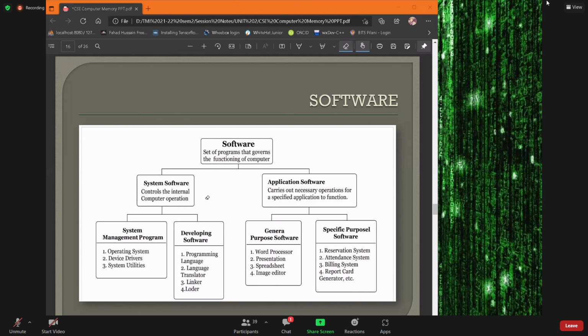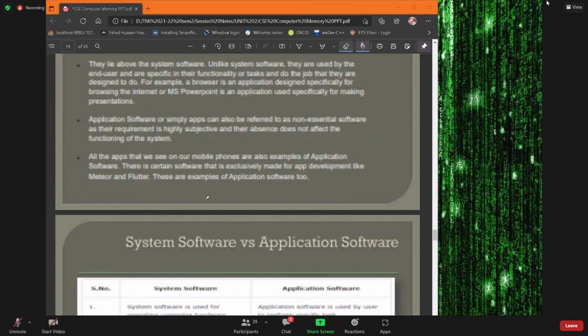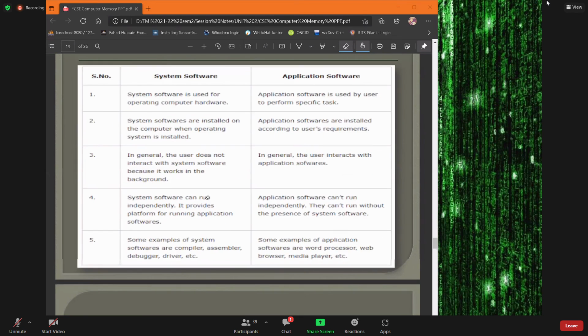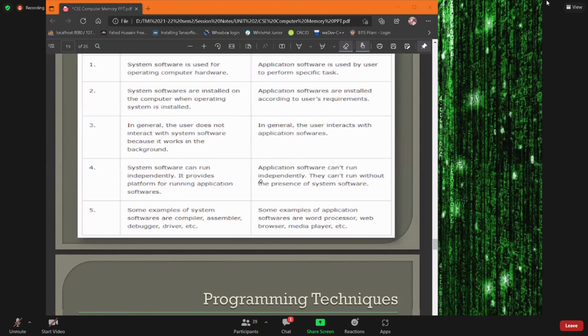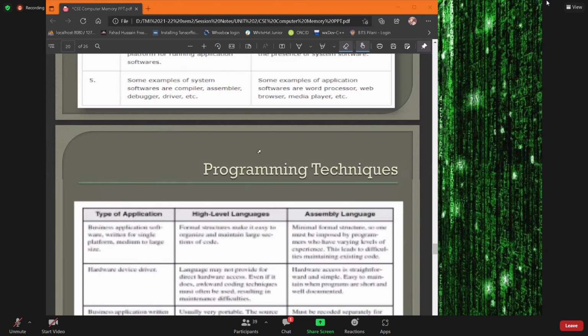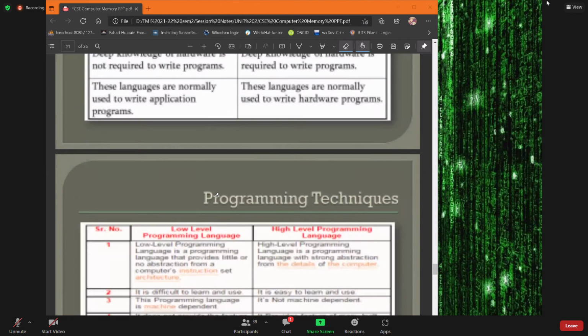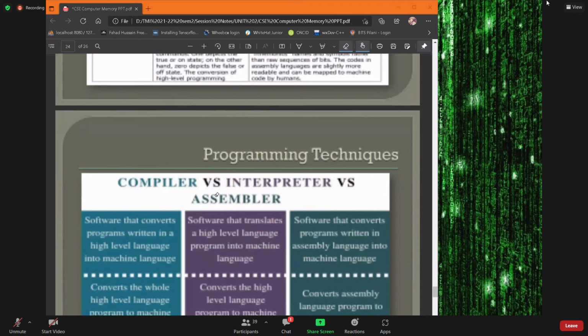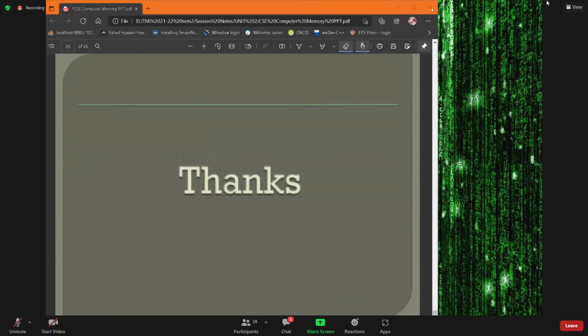So the next point will be software, which we'll be covering in the next class. Don't worry about it. It will not be overbombarding. In that, these are the important questions: system software and application software. And after that, we'll be having different types of high level programming languages. Once it is done, the second unit is over. Then afterwards, we'll be moving ahead towards the third unit.